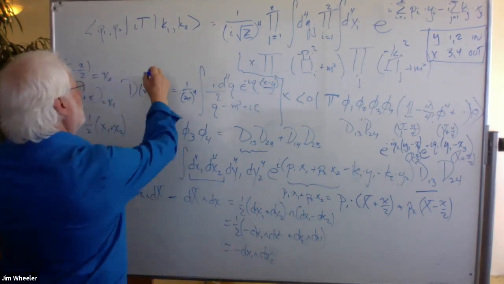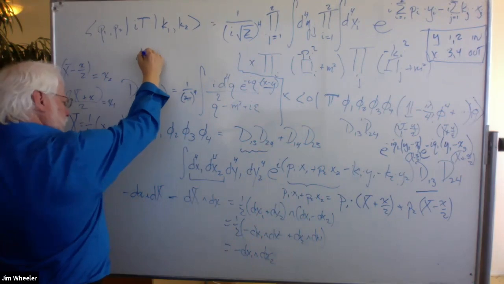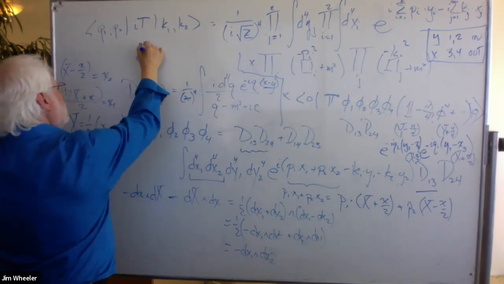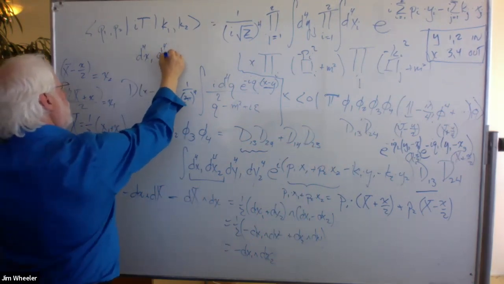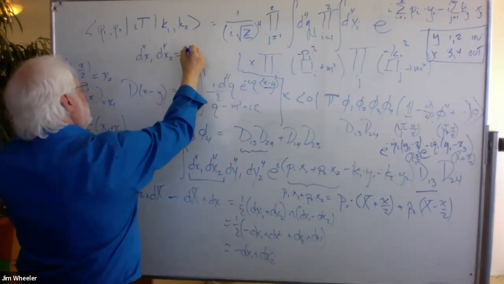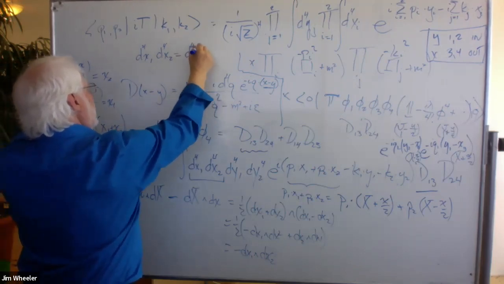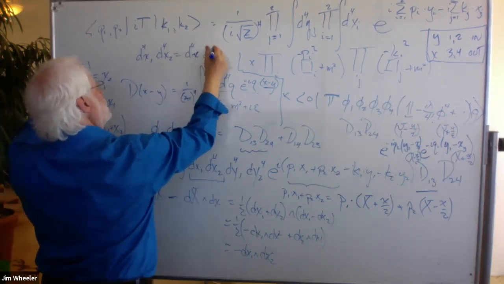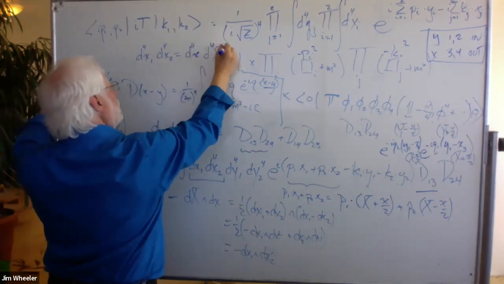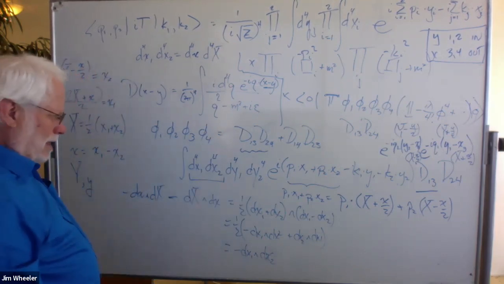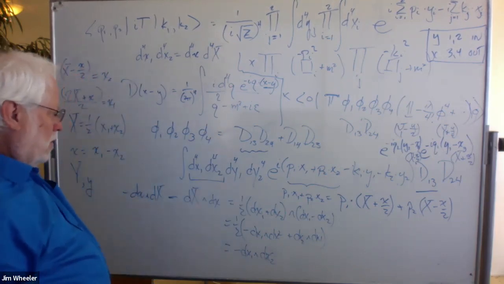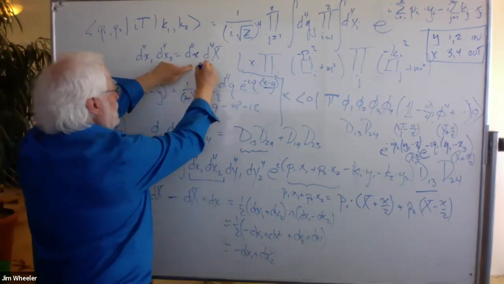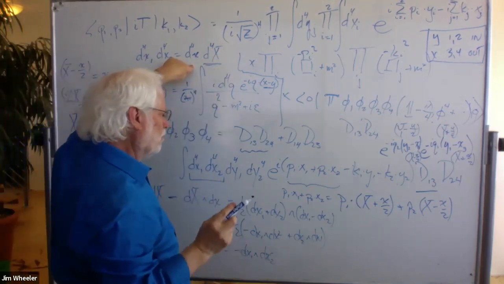So basically I can replace d4x1, d4x2 with the volume element d4 capital X, d4 little x. Now, what does that do? Let's do the capital X integral.